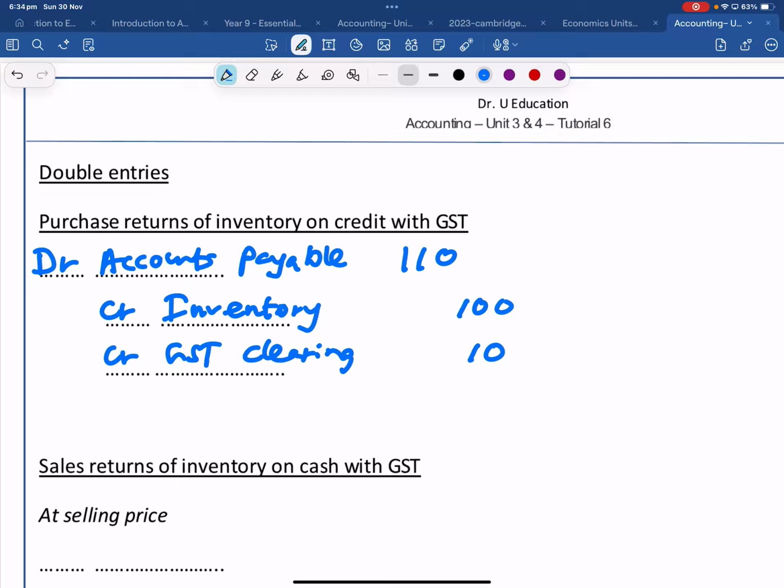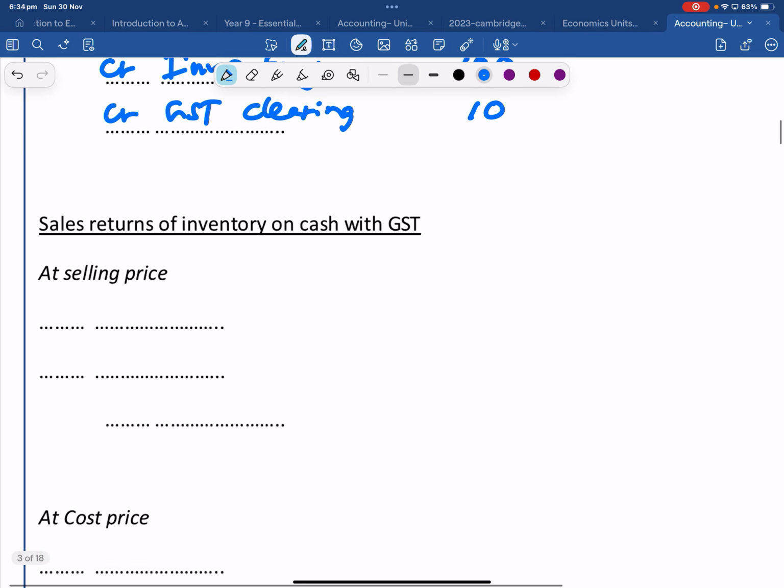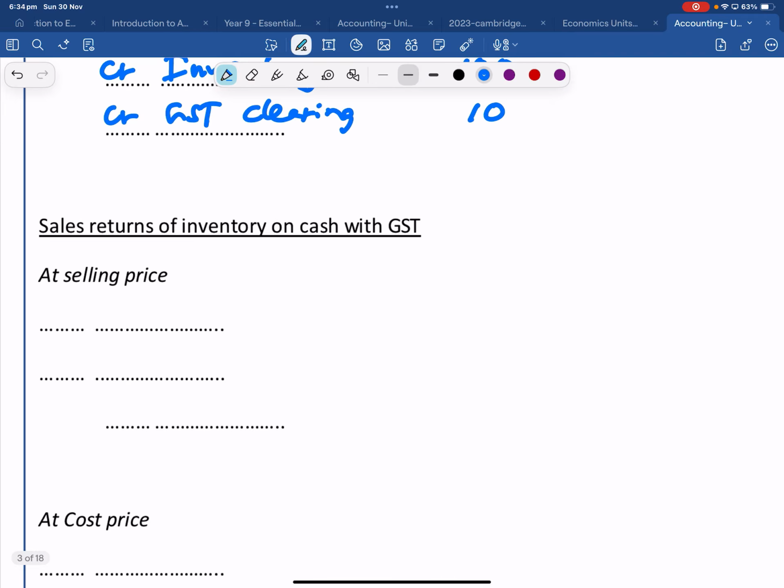GST clearing is usually a credit balance. Why is that? Because why do we have more GST liability? Because we make more sales than we purchase. Yes, that's why, meaning we are making a profit. Okay. Any other questions?